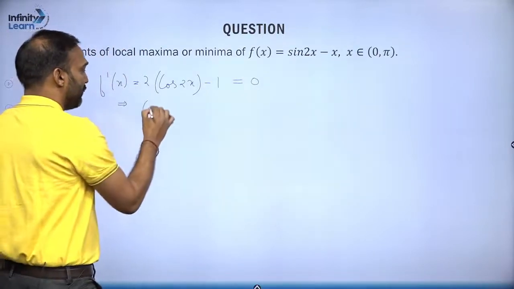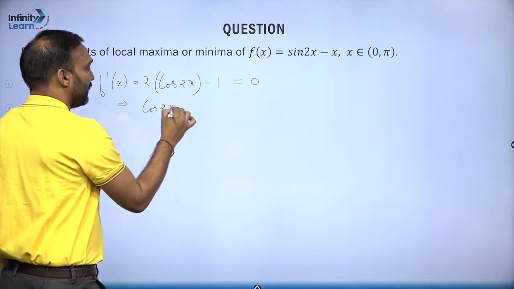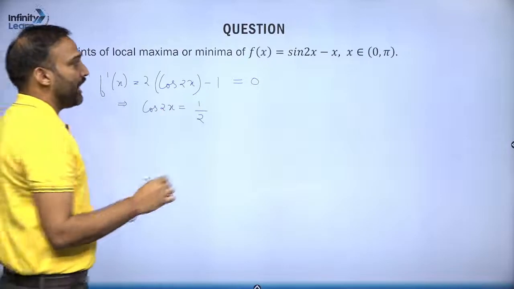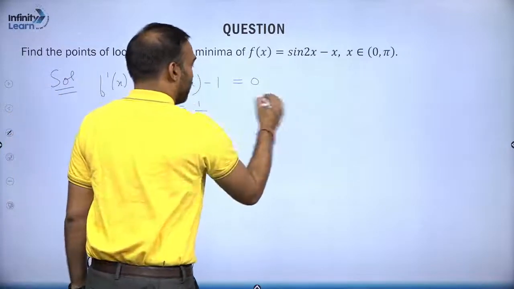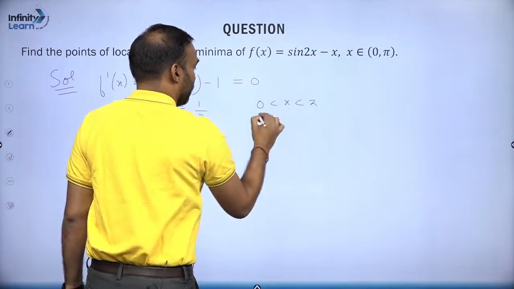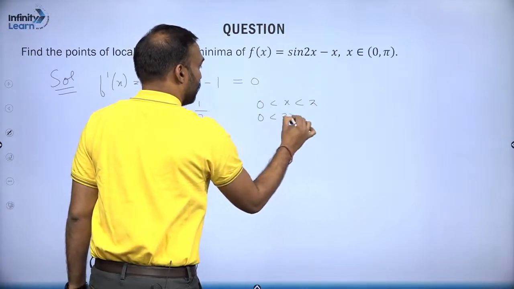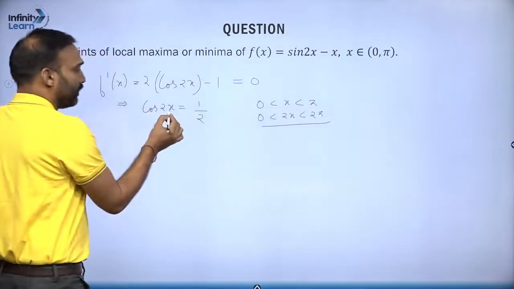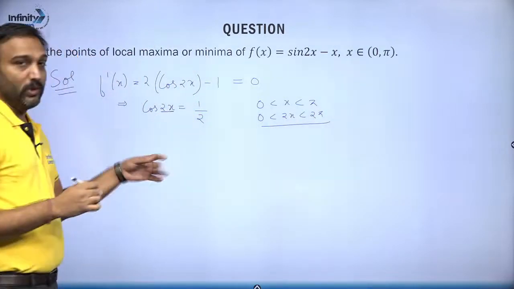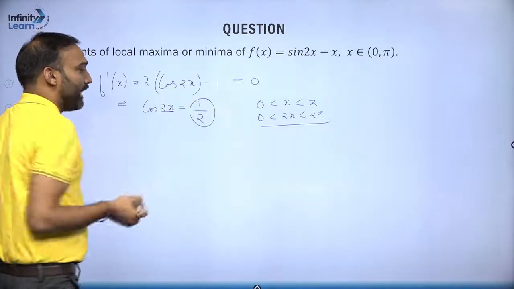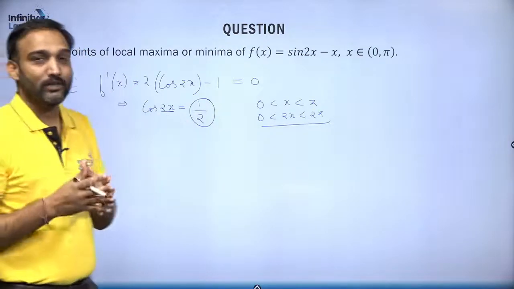Now this f dash x needs to be 0, right, for the local maxima or local minima. So from here I can say cos of 2x is equal to 1 by 2, right. Now x belongs to where? 0 to pi, right. So x was 0 to pi. Now if I multiply it by 2, then 2x is from 0 to 2 pi. So cos of 2x, so this angle will go from 0 to 2 pi. So cos of 2x is equal to half. So I need to write down all those values where cos will be half.